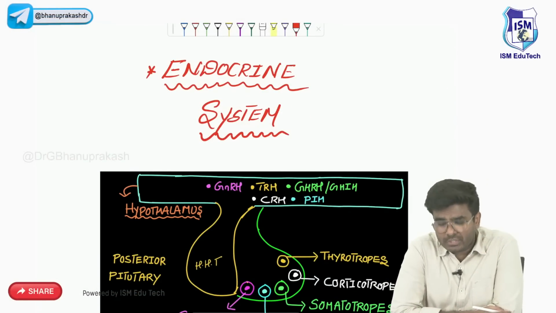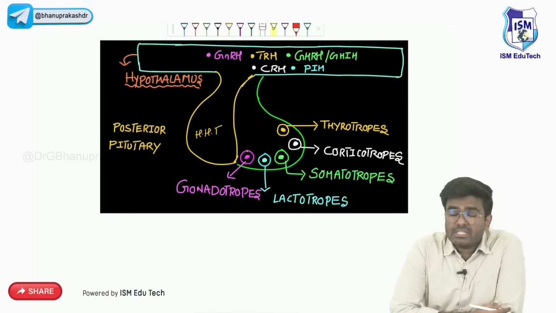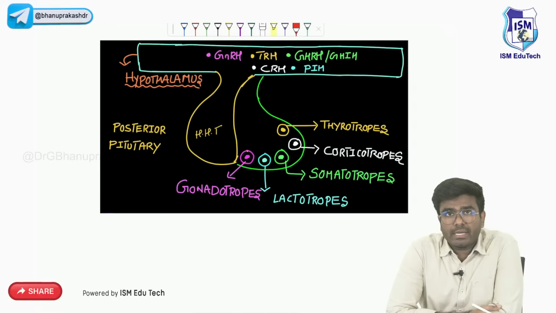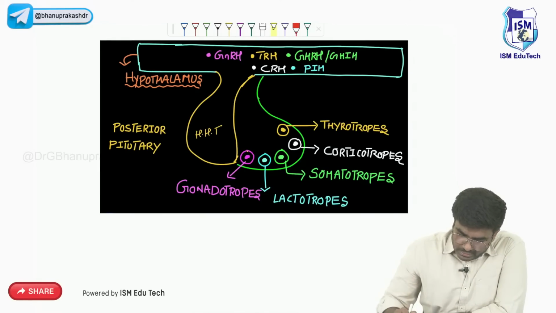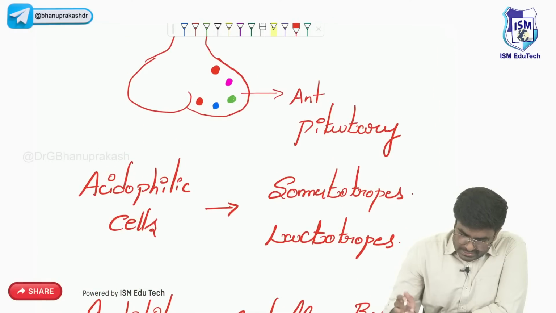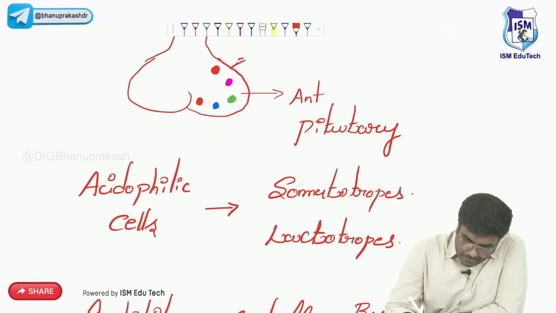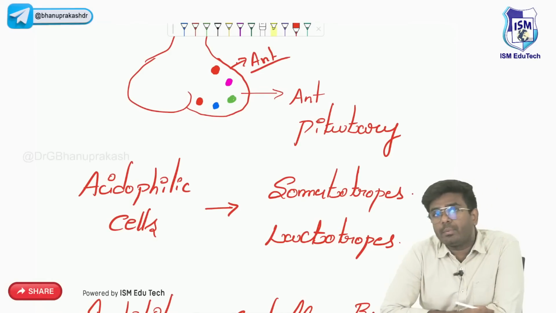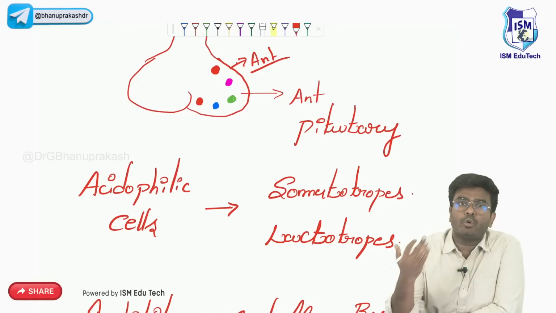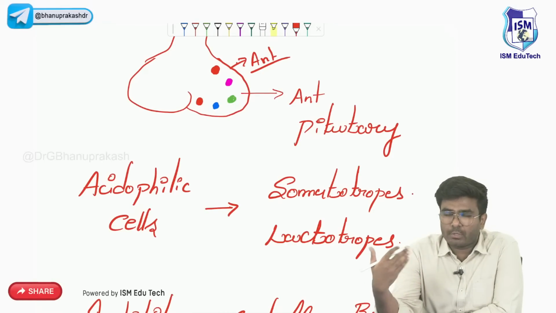Okay, endocrine physiology. Now in the endocrine physiology, the first important topic is the pituitary gland. Every student knows there is anterior pituitary as well as a posterior pituitary. Now here the important points which I want you to know: in the anterior pituitary, there are 5 different types of cells, like somatotropes, corticotropes, gonadotropes, thyrotropes, lactotropes.